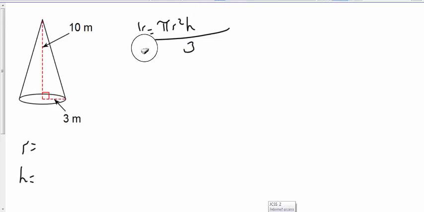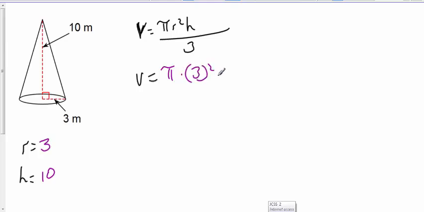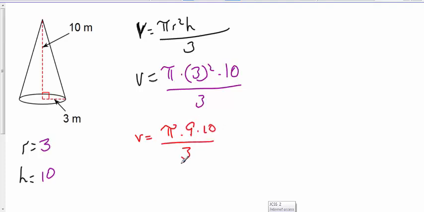Kind of made that a little bit too big there, so we'll come back and fix this. Volume there. All right, so let's substitute things in, okay? We've got pi times, the radius is 3, because that only goes from the center to a point on a circle. That's the radius. And then the height is 10. So we've got 3 squared times 10. The radius is 3, okay? All over 3. All right, so let's simplify it a little bit more. Pi times 9 times 10, all divided by 3.